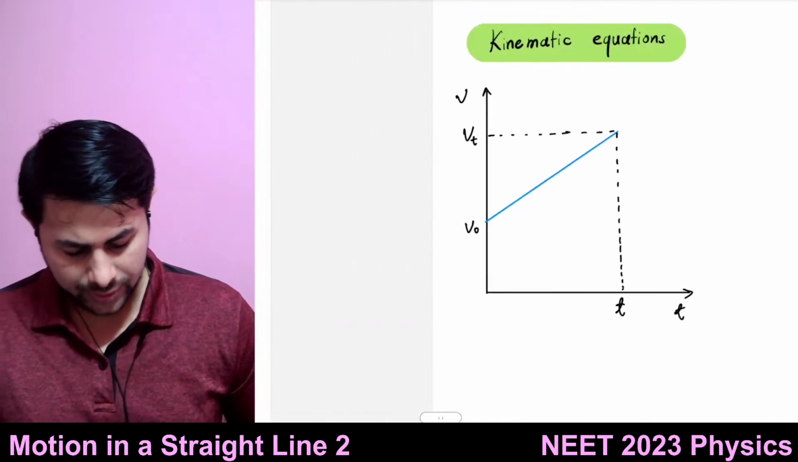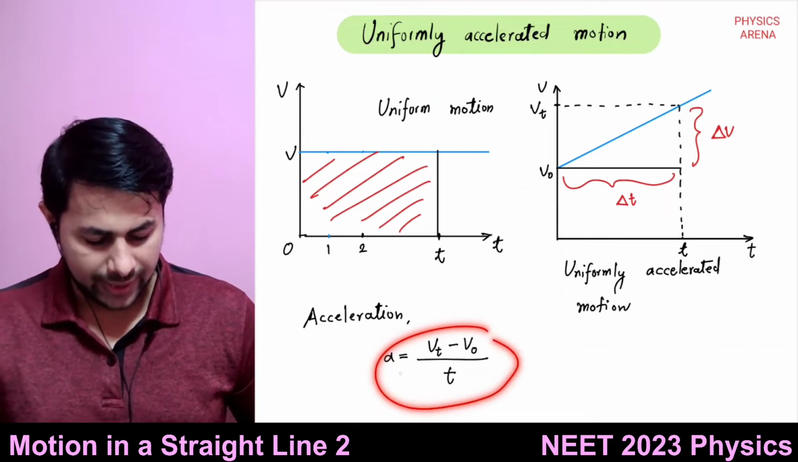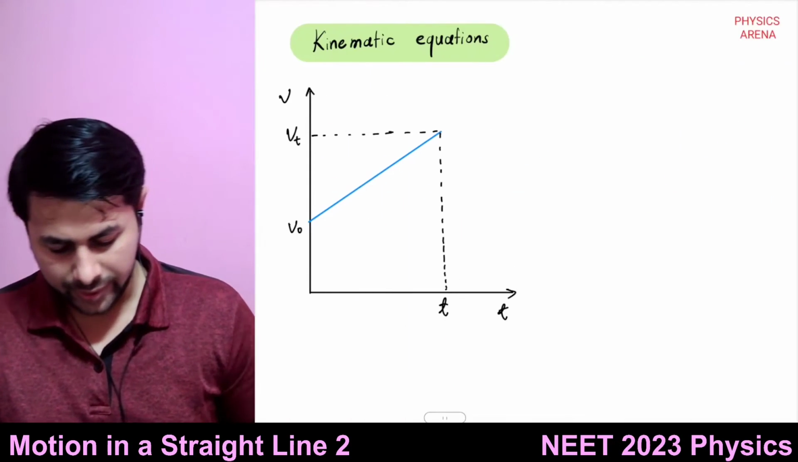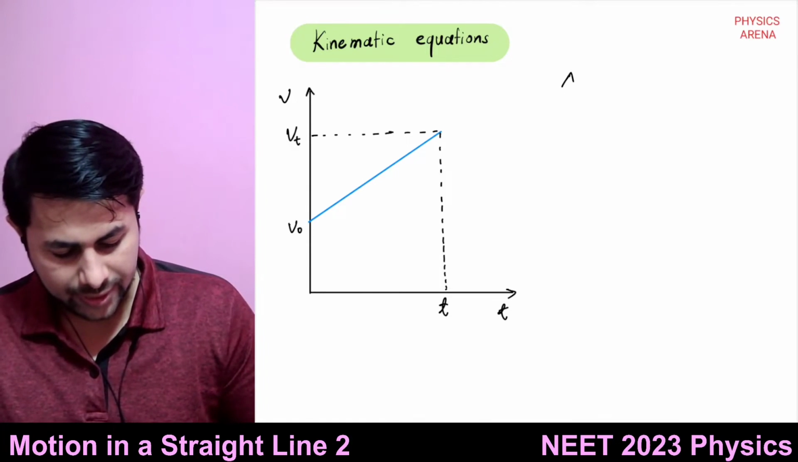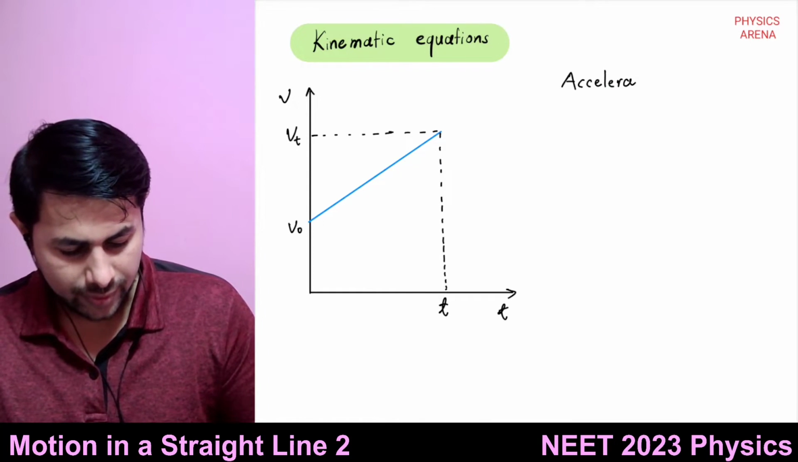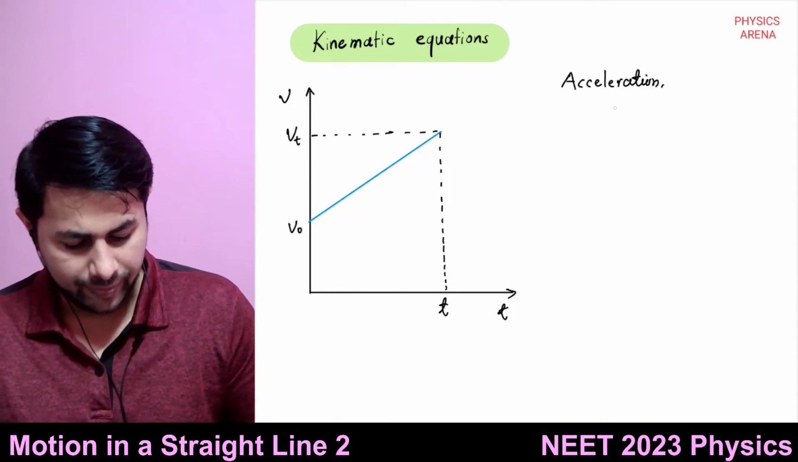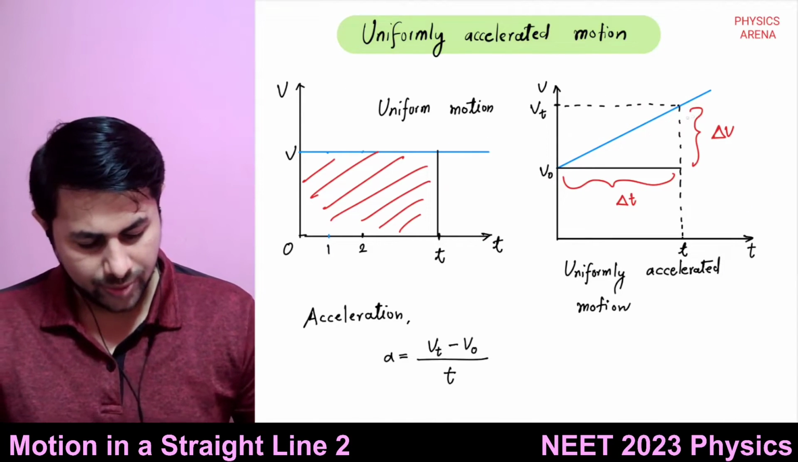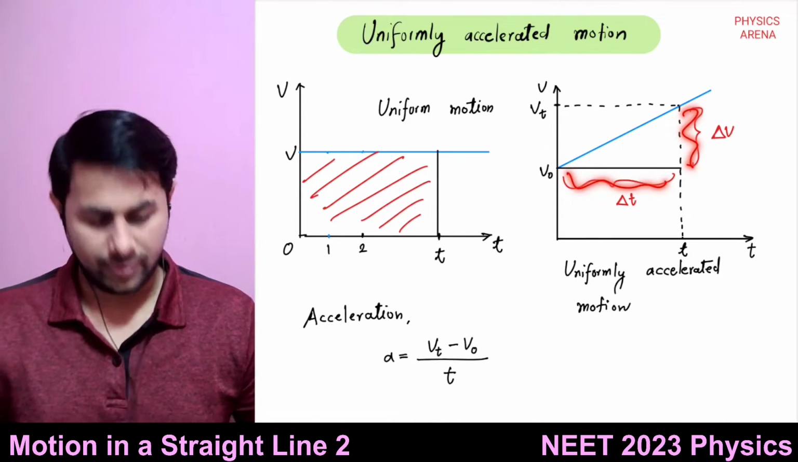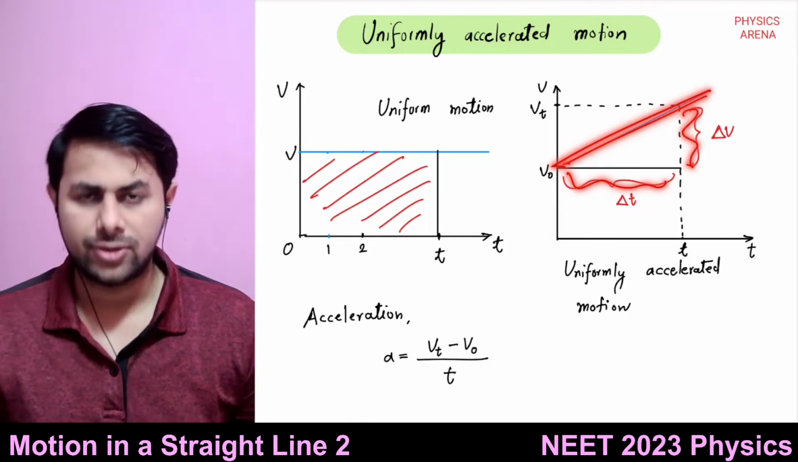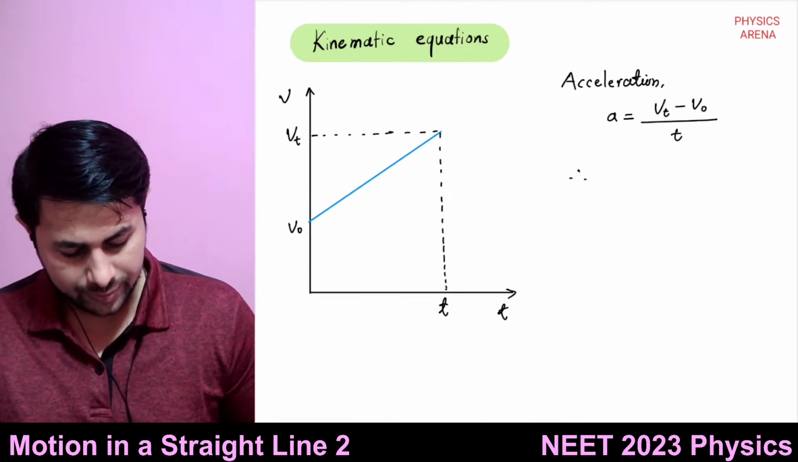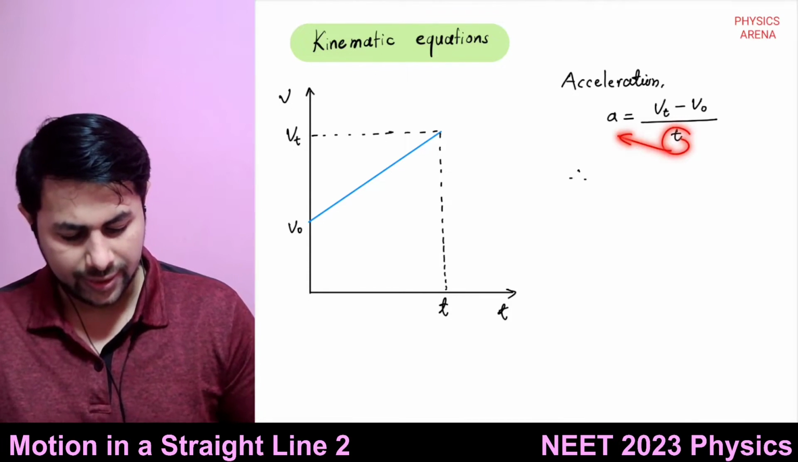So now we have seen here that acceleration is vt minus v naught divided by t. So the acceleration is given by v at time t minus v naught divided by t, which is the slope of this velocity versus time graph, the straight line. So therefore now I can take this t on the other side.